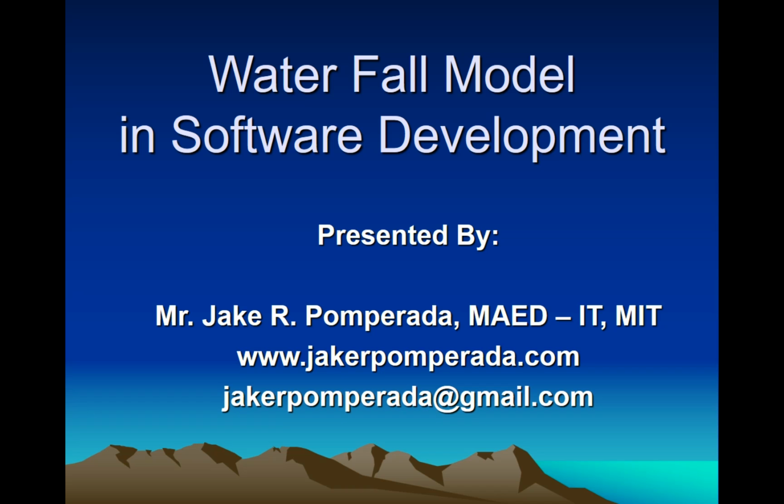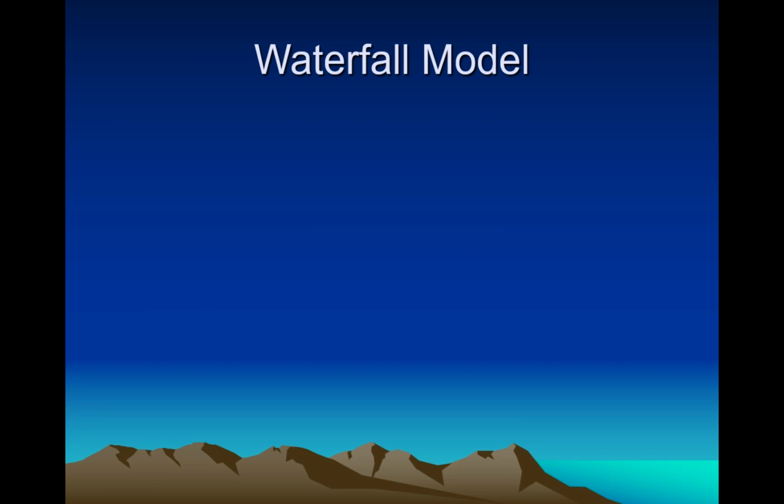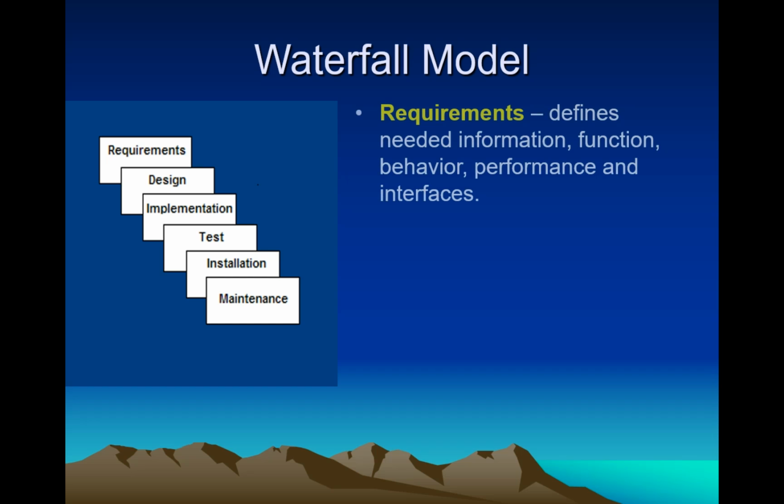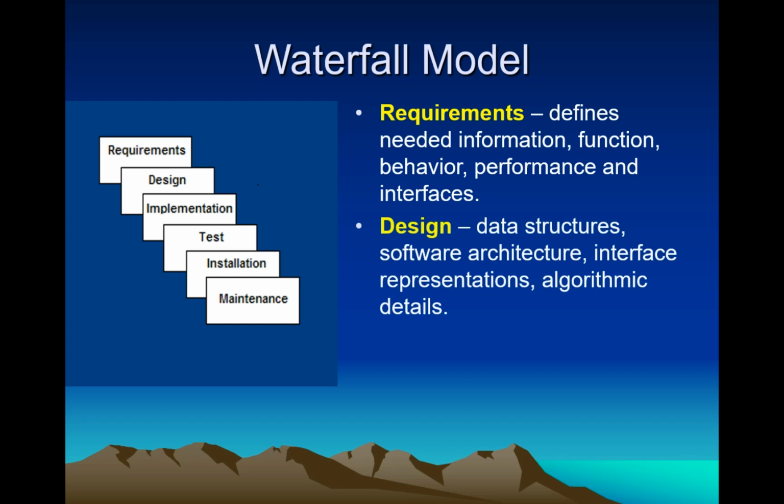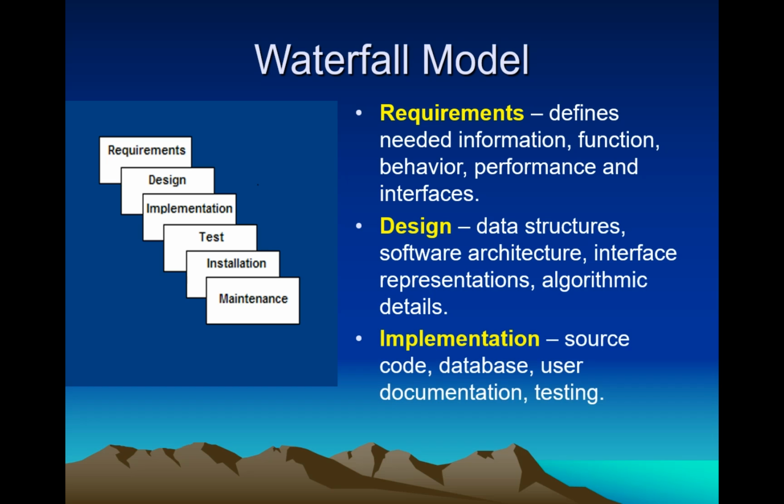So let's get started. Waterfall model. In a waterfall model, we have 5 phases: requirements, design, implementation, test, installation, and maintenance. Let us go to the first one. Requirements defines needed information, function, behavior, performance, and interfaces. Design data structures, software architecture, interface, representations, algorithmic details. Implementation, source code, database, user documentation, testing.